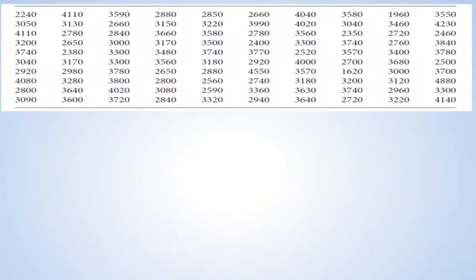Let's start with some numbers. Have a look at this figure. These numbers are actually the birth weights of a sample of 100 babies measured in grams. We call these numbers sample data. This data arises from the variable birth weight.